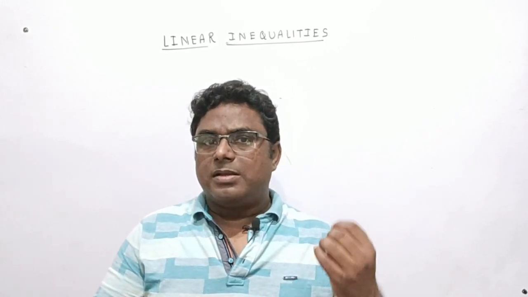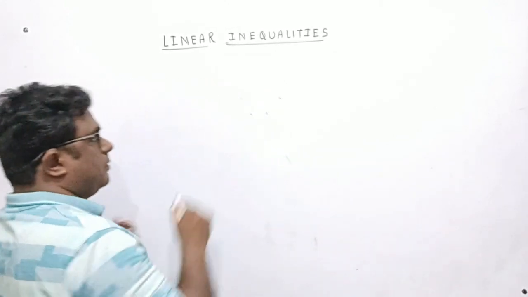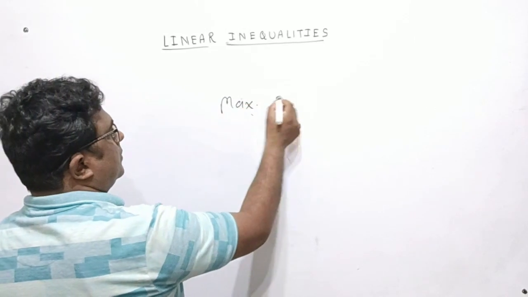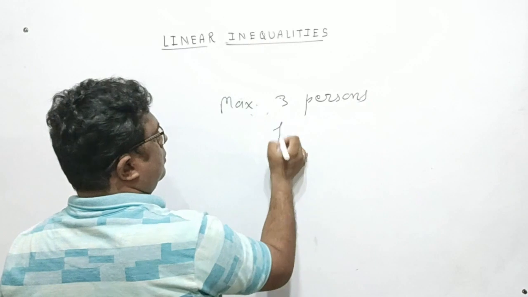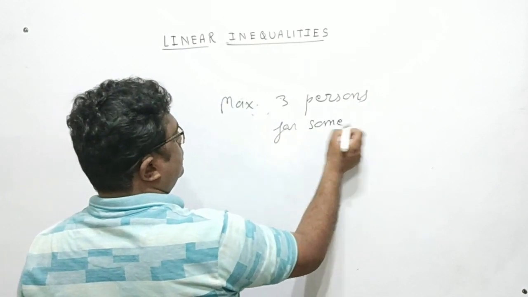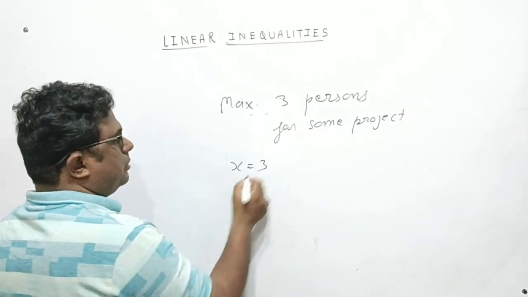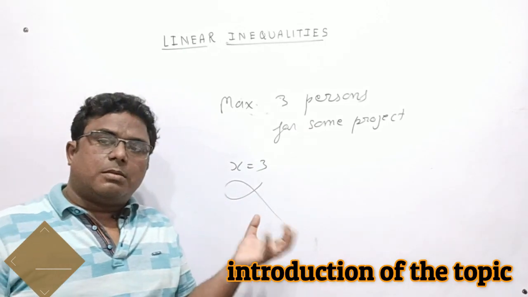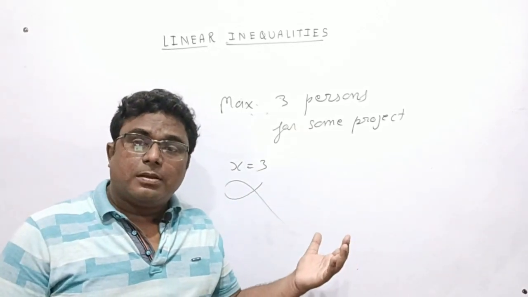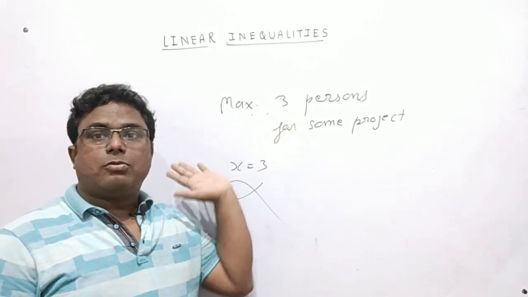For example, if I say that I need maximum 3 persons for some project, and I simply write x equal to 3, then it will become wrong, because x equal to 3 means that the number of persons is exactly 3, which is entirely different from the situation given in the question.